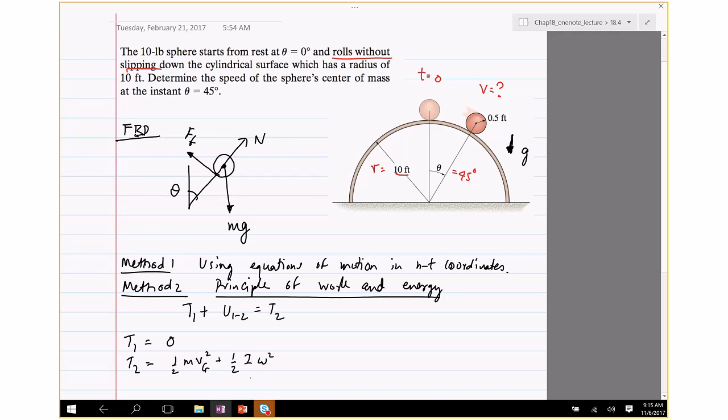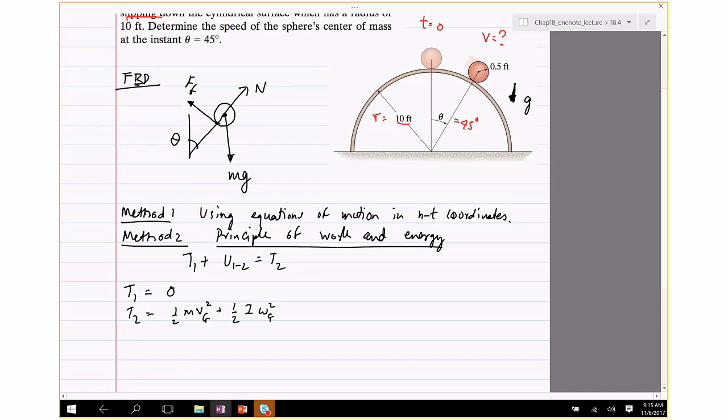The reason I wrote this formula is because there are three cases, right? Translation motion, rotation about a fixed axis, and general planar motion. This clearly has rotation as well as translation, so I cannot use the first formula, half m v squared. I cannot use the fixed axis formula because this is moving. It's not rotating about a fixed axis like a pendulum. So I use the third one.